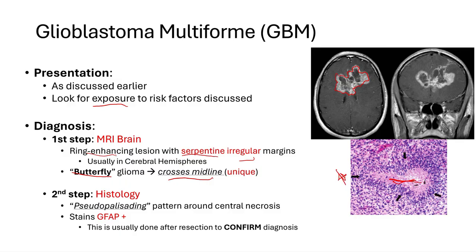It also stains positive for GFAP. This suggests that the tumor is of glial origin, particularly astrocytic. Remember, GBM is also a grade 4 astrocytoma. Thus, GFAP positive tumors can include GBM, as well as astrocytoma and ependymoma, which will be discussed in other lectures.